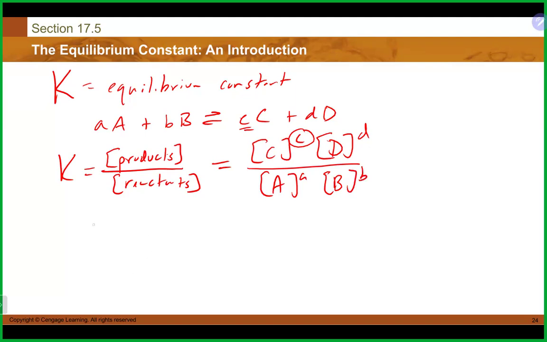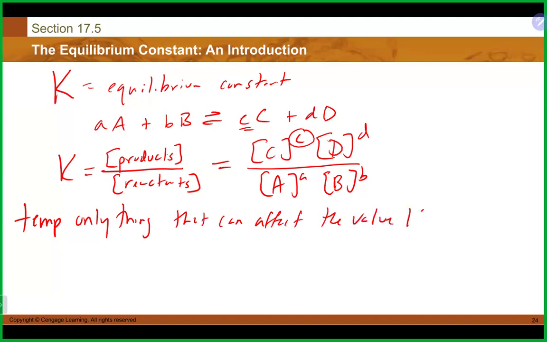It is constant as long as the temperature stays the same. The temperature, as we talked about last time, is the only thing that can affect the value of K. But if you keep the temperature the same, it doesn't really matter if you start a reaction with all reactants, all products, or a little bit of everybody. It will always come to the same ratio of products to reactants, and it will be a constant value at a constant temperature. And K is actually just a number.